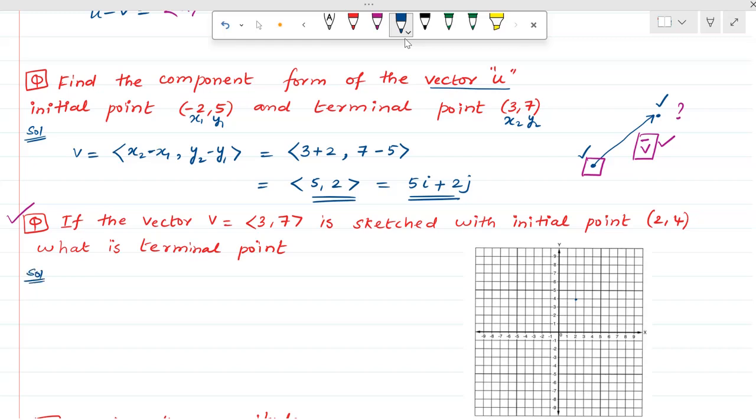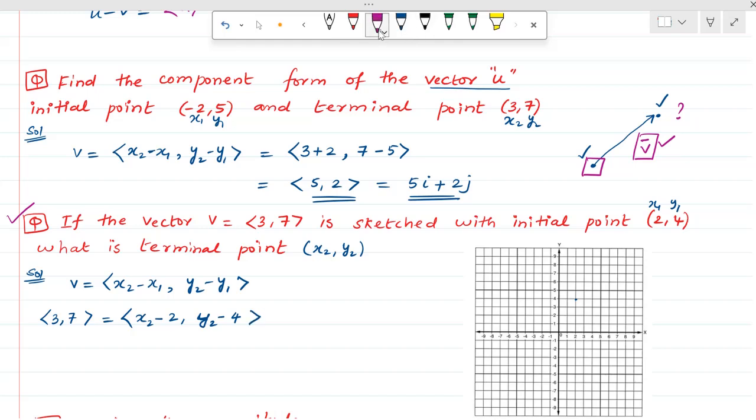There are two methods we can use: by using the graph, or by using the vector. First of all, we will go with the vectors. See, what is the vector formula? x2 minus x1, comma, y2 minus y1. So this one is my x1, y1, and I have to find the terminal point, the last point, which is x2, y2. Now, the given vector is 3 comma 7. Next, x2, which I have to find, minus x1 which is 2, y2, which I have to find, minus y1 which is 4. Now compare it.